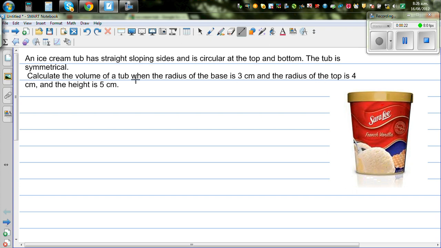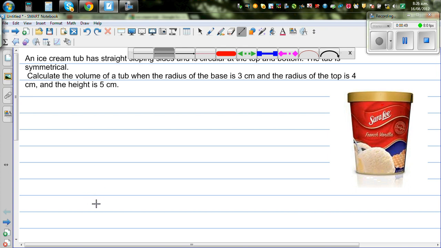The tub is symmetrical. That means if you cut this into two pieces vertically, you'll get two equal or symmetrical sides. Calculate the volume of the tub when the radius of the base is 3 centimeters. So the base radius is 3 centimeters, the top radius is 4 centimeters, and the height is 5 centimeters. So let us change this into a graphical representation.